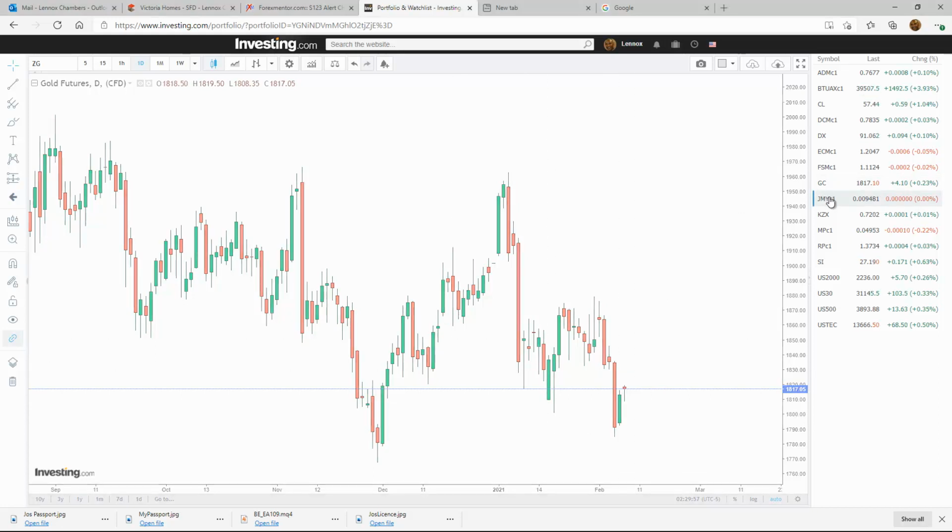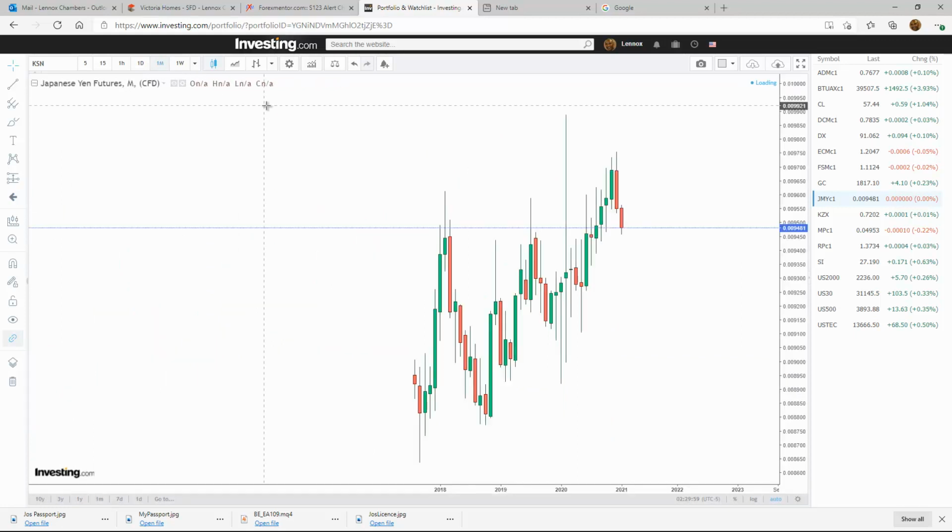Let's take a look at the Japanese yen. So how does this help you when you're trading? If you know what's going on with the US dollar, it will really help you with the major pairs.